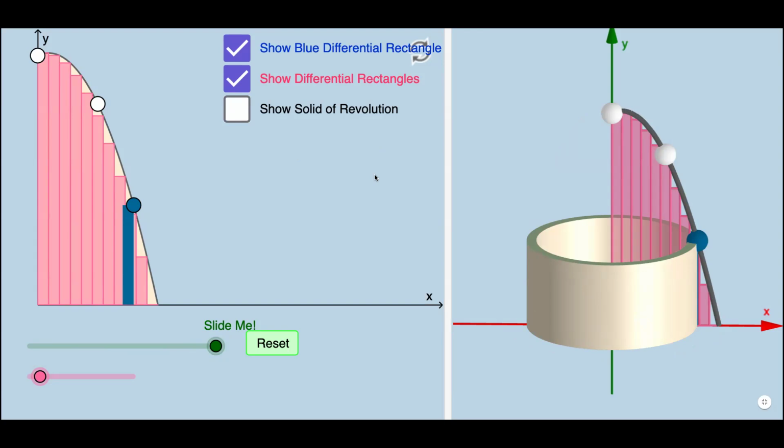But the idea is about the volume of what's called a cylindrical shell. Basically, the area of a rectangle is the width times the height. The height, you think of it as being f of x, and the width is really, really small. That's what you call dx. So this is the area.